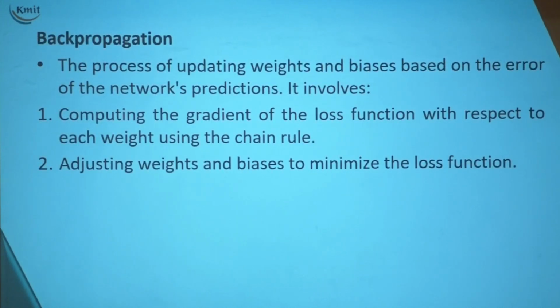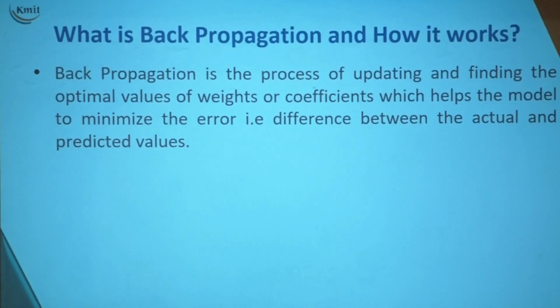So what are we doing? What are the two things that we are doing in backward propagation? Computing the gradient of the loss function with respect to each weight using the chain rule. Chain rule, back by back. Step by step we are calculating the gradients. So what rule is used in calculating the gradients in backward propagation? Chain rule. So what do we do? We adjust weights and biases such that we minimize the loss function. Backward propagation is the process of what? Updating and finding the optimal values of weights which help the model minimize the error, that is the difference between the actual value and the predicted value.